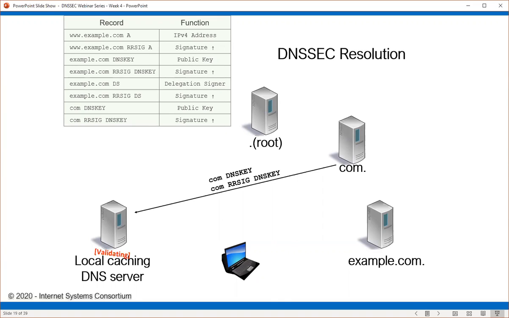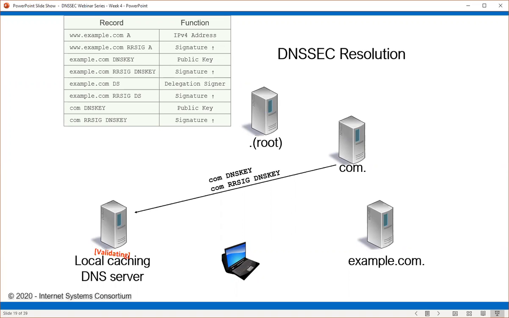So as you see in our little data storage area, we now have the A record that we were looking for, the signature on that A record, the key, the public portion of the key associated with the signature, the DS record associated with the key, the signature on the DS record that is associated with the key in example.com, and now we have the com key, public portion again, and its signature. Well, that's fantastic. What do we do now?